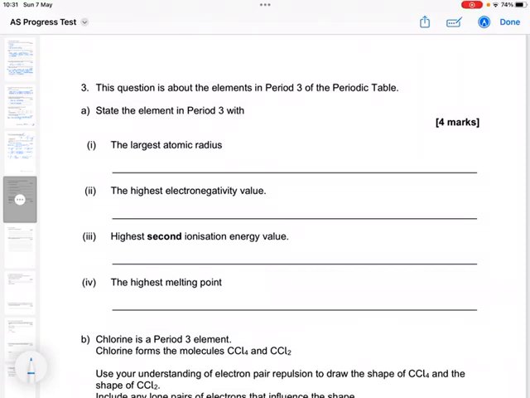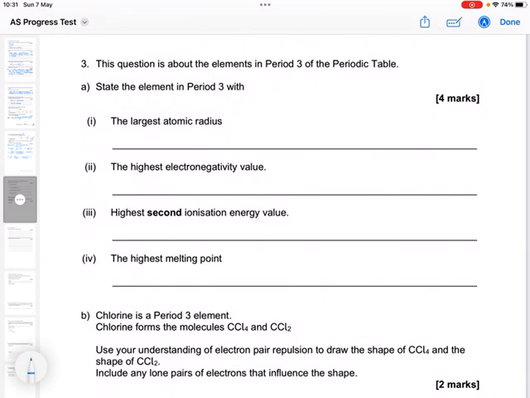This question is about the elements in period 3 of the periodic table. State the element in period 3 with the largest atomic radius. So remember, they get smaller as you go across a period, which means sodium is going to be the one with the largest atomic radius.